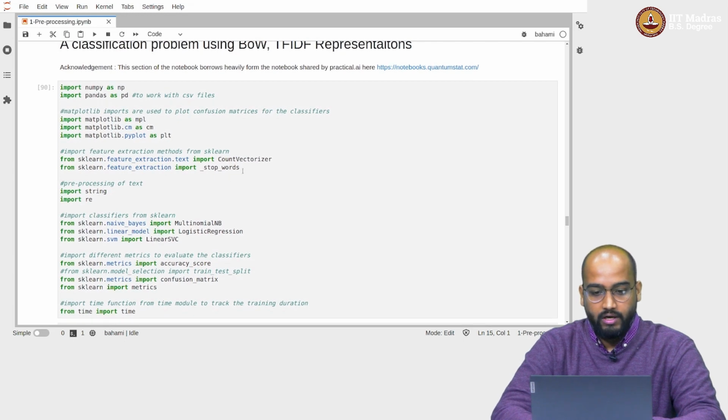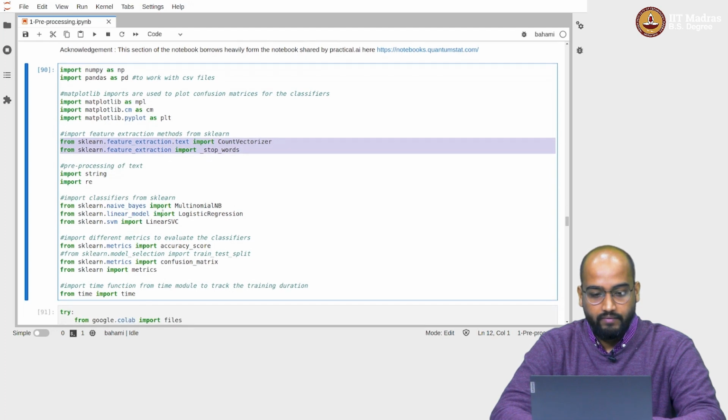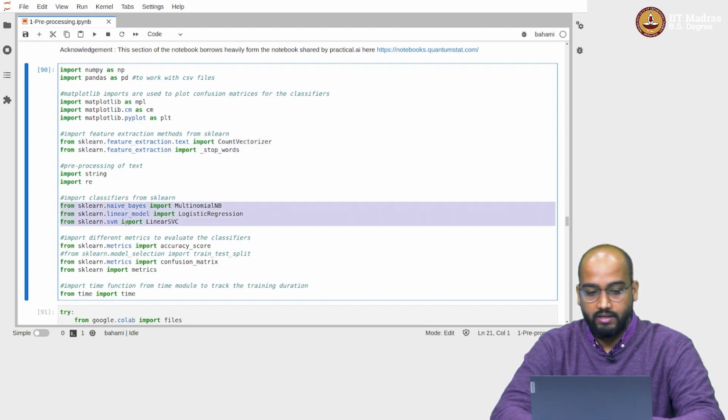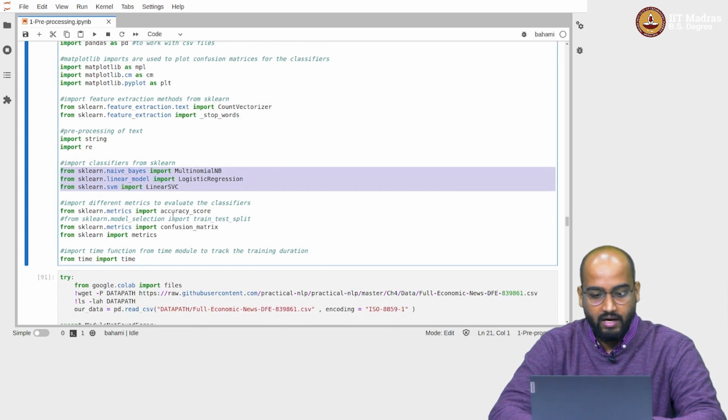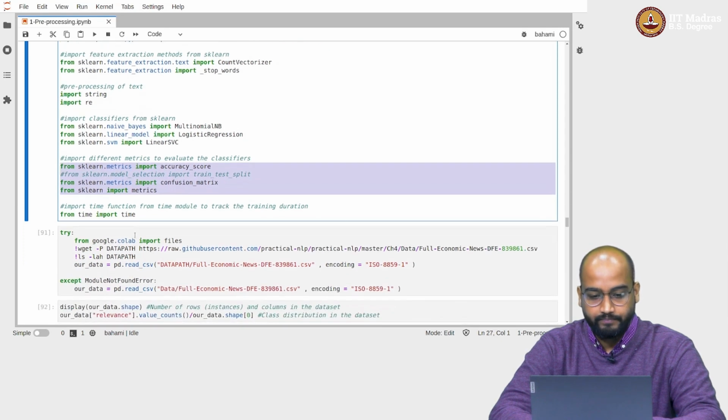So we have already looked at feature extraction methods like count vectorizer, bag of words, and word2vec. We can now feed those representations into models that are there in Scikit-learn, like multinomial naive Bayes, logistic regression, or SVC. And there could be other combinations as well. This is just for demonstration. And we can look at how to compare performance across models.